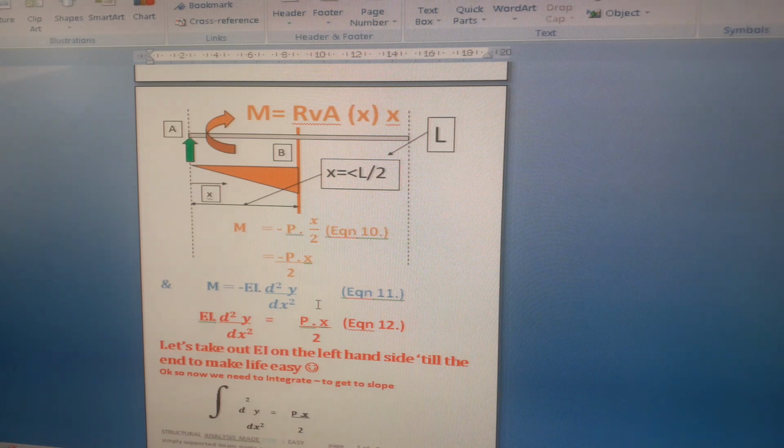Okay, so that's the first bit sorted. That's just setting up, so we found the force reactions. This video is really for beginners, because most people already know the reactions for a simply supported beam. Everyone knows it off by heart, basically.